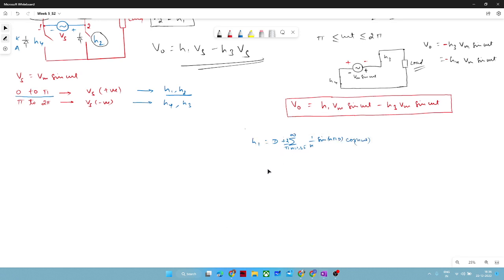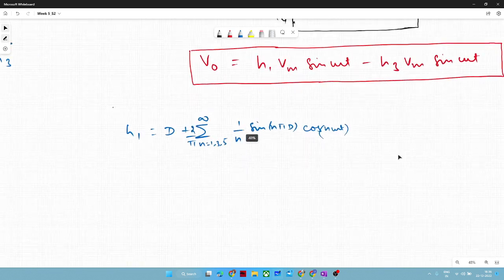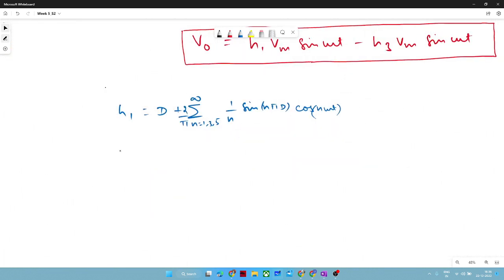So this is the expression of H1, right? Now I want to write H3. It will be same. And mind it, H1 is equal to H2 and H3 is equal to H4. T plus 2 by pi, n is equal to 1, 3, 5.